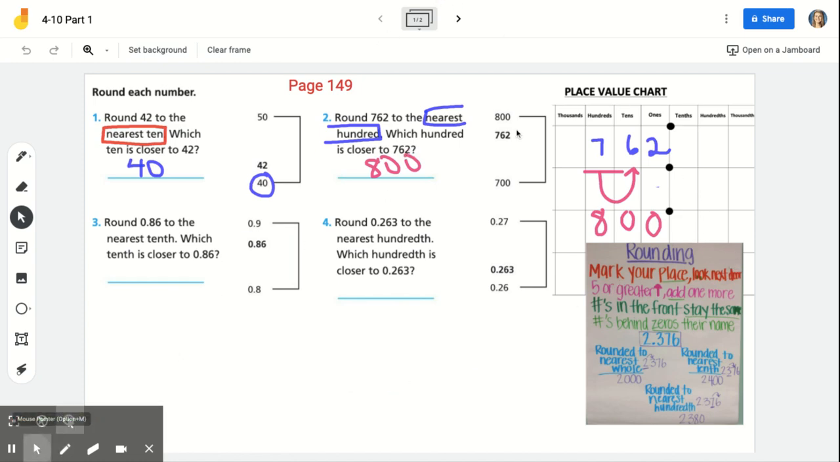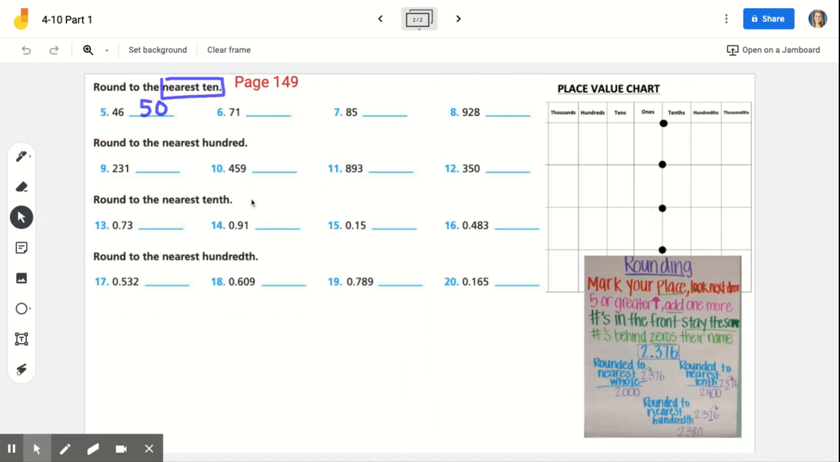Let's keep going down the page, and let's find the next section in which we're rounding to the nearest 100 and practice with another one. Box that direction nearest 100. Let's do it with number 9. 231. Let's add it into our place value charts. Go ahead and erase them from the previous problem. Insert 231. What digit is in the hundreds place here? It's the 2.